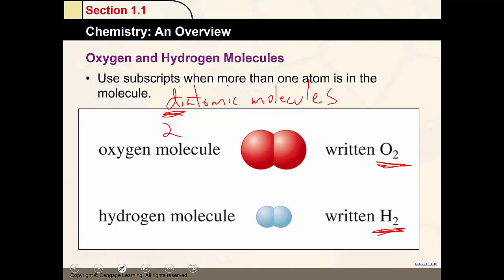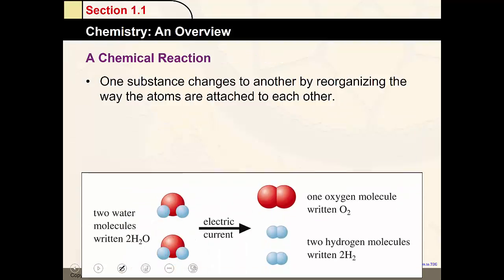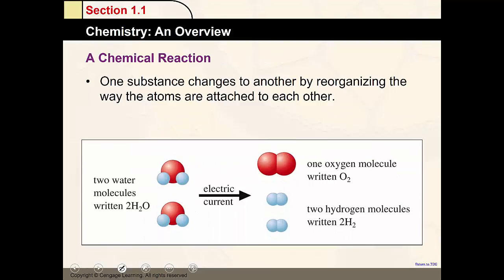Okay, so that's the difference between atoms and molecules, and then what happens is atoms and molecules interact, and they form reactions. So when we're thinking about chemical reactions, reactions are just a reorganization of how atoms are attached to each other. So an example of one type of reaction is if you take a water molecule, and in this case two different water molecules, if you run an electric current through it, it breaks apart into one oxygen molecule and two hydrogen molecules.